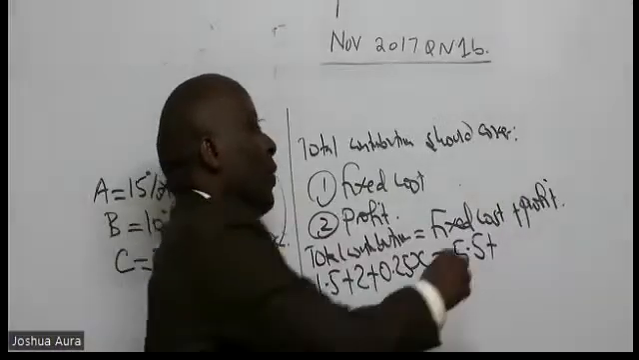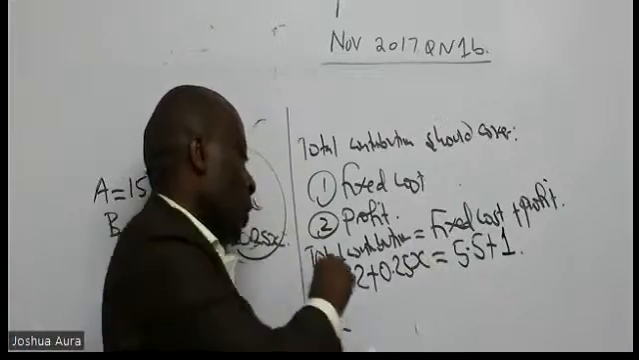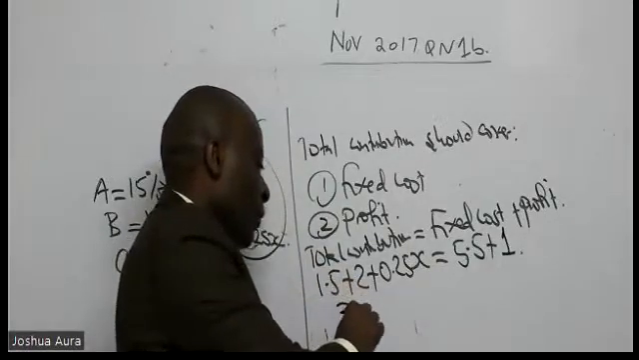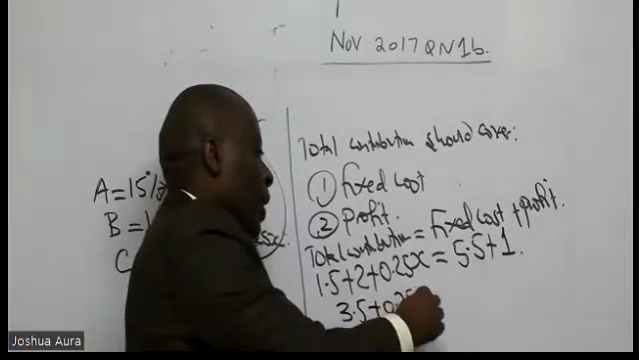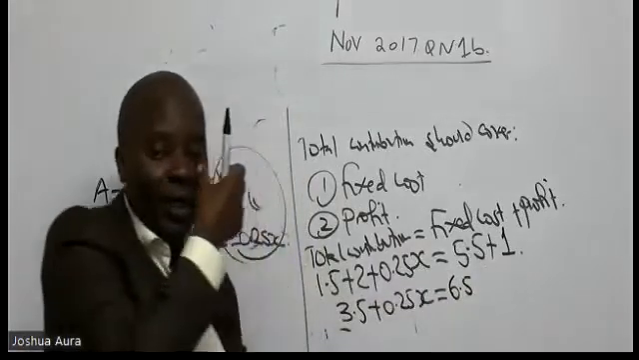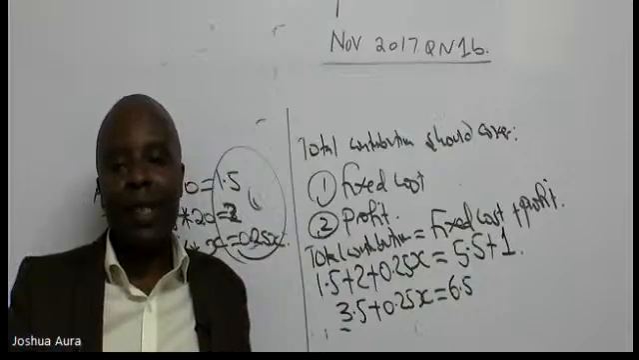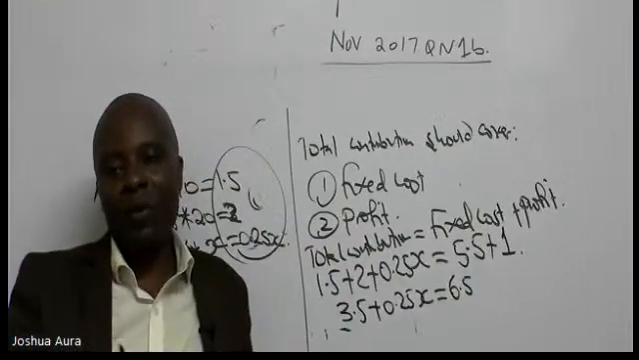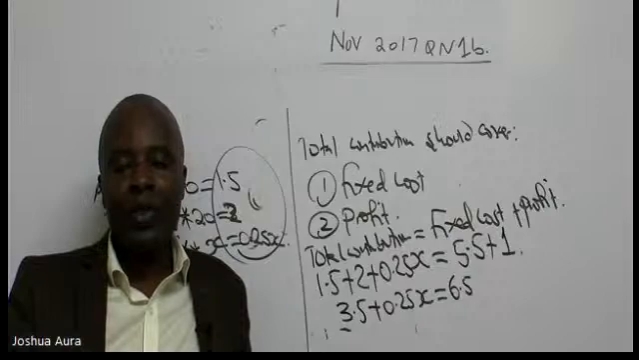So in this case here, we have plus a profit of 1. So then this will give me 3.5. So 3.5 plus 0.25x should be equal to what here, somebody? Should be equal to 6.5 million, like that. So my work tonight is to make X the subject of the formula. Make X the subject of the formula.